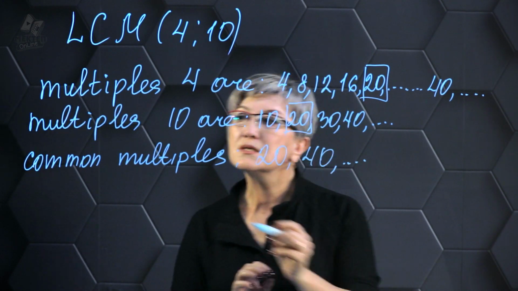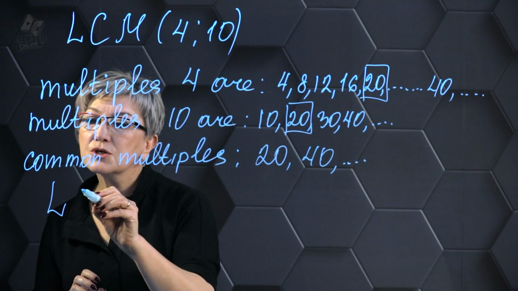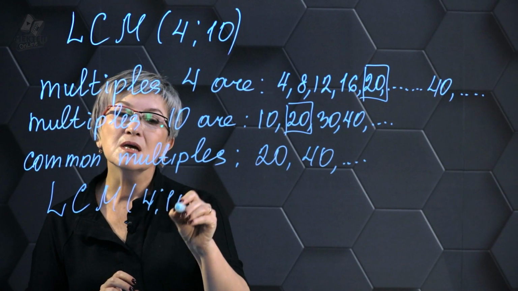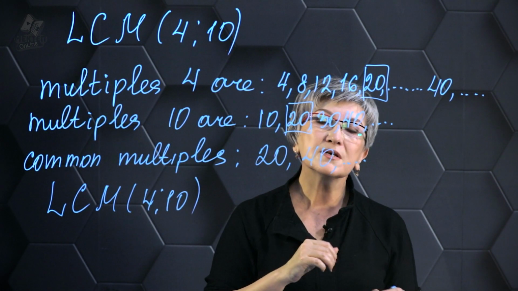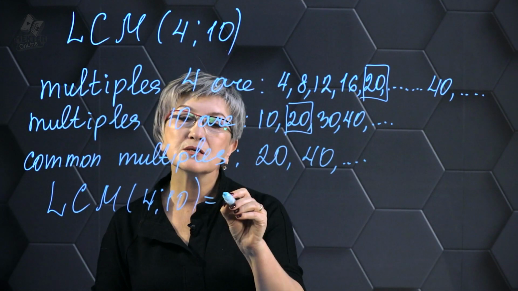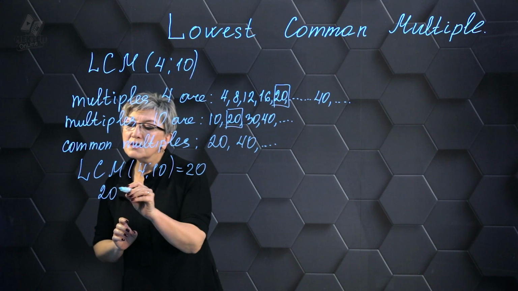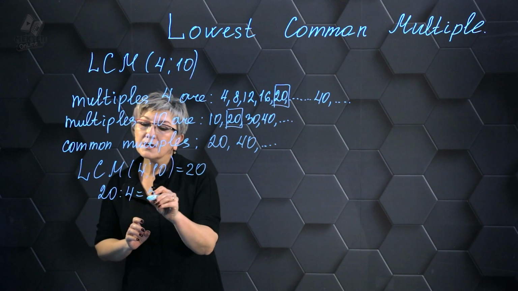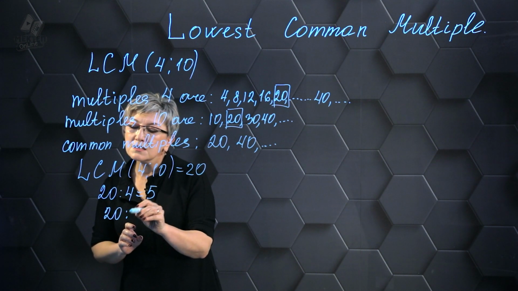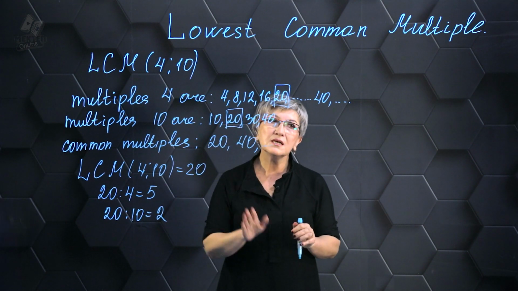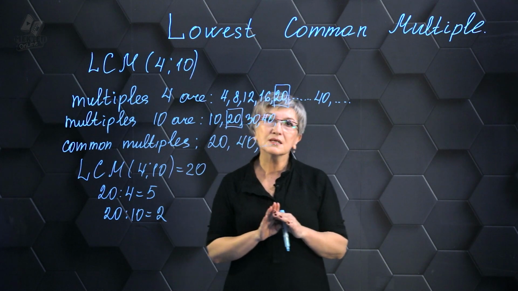So 40 can also be expressed as a common multiple for these numbers. And now I'm going to choose the least common multiple for the numbers 4 and 10. As you can see from this list, the smallest among these numbers is 20. Let's check it. 20 divided by 4 equals 5. And 20 divided by 10 equals 2. So as you can see, these numbers divide evenly without any remainder or fraction.